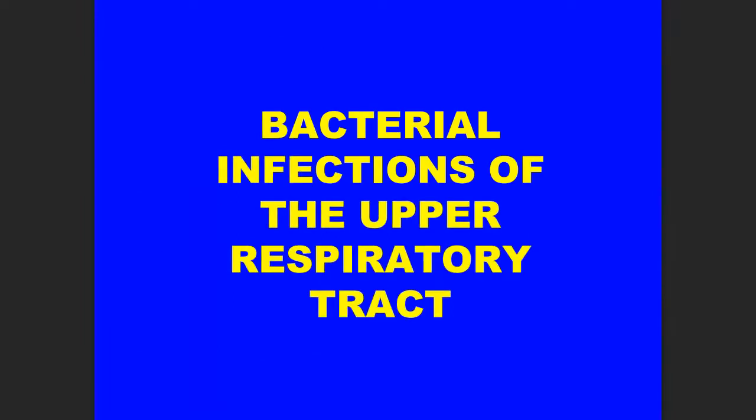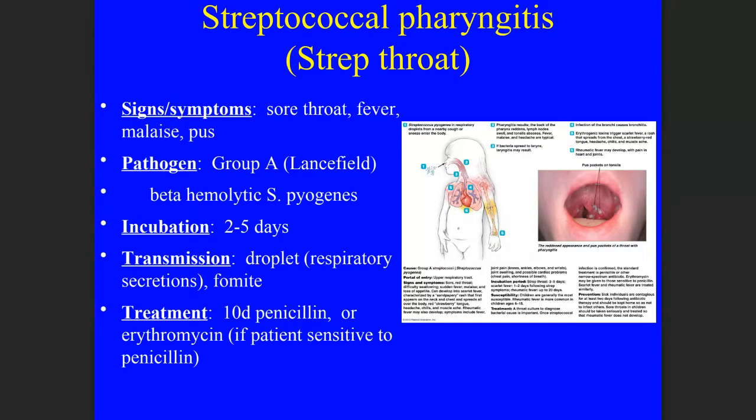All right, so those were all of the main viral upper respiratory tract infections that I wanted to discuss. And so what I want to focus on now are bacterial infections of the upper respiratory tract. What I'm going to focus on first is streptococcal pharyngitis, or what we typically call strep throat. Okay.